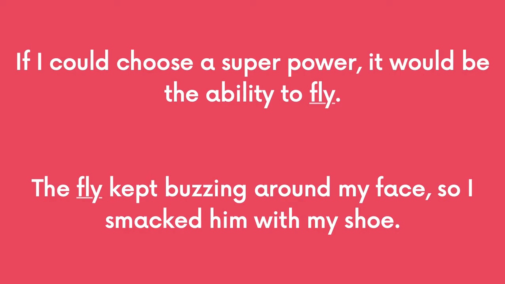The second sentence says, the fly kept buzzing around my face, so I smacked him with my shoe. So in that example, we are talking about those pesky little critters with wings. They actually do fly, like in the first meaning, but we are talking specifically about the insect. So that is a noun, an insect who just happens to have the ability to fly. So you could actually use fly twice in a sentence, yet use different meanings.